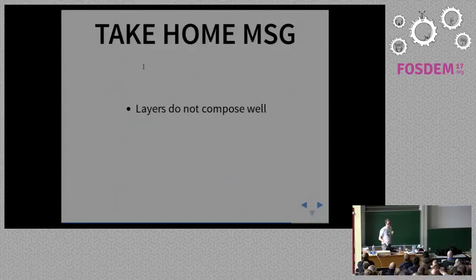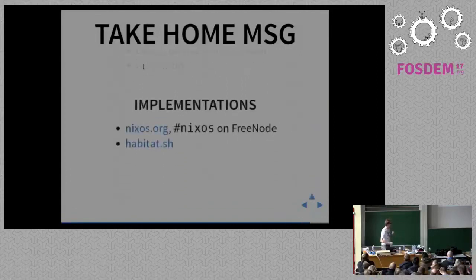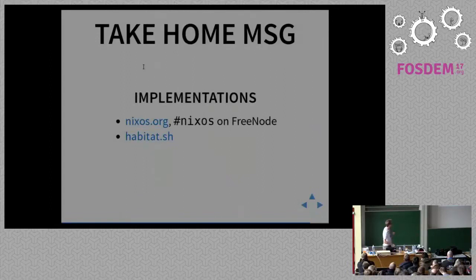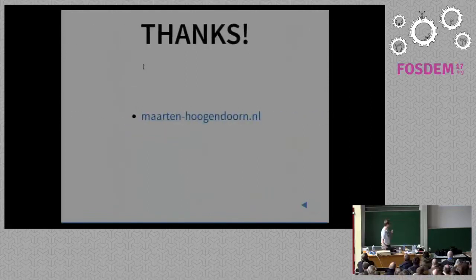So to conclude, layers appear to compose pretty well, but actually they don't. Graphs do compose really nicely. And there are a few implementations. The one that I'm most familiar with is NixOS. Check out NixOS on Freenode. The other one is Habitat by Chef. And I accidentally discovered a build system by Google yesterday called Bazel, which is implementing exactly the same model, actually.